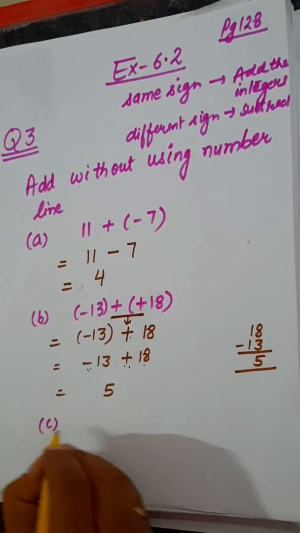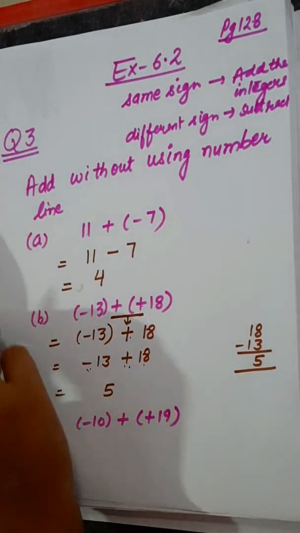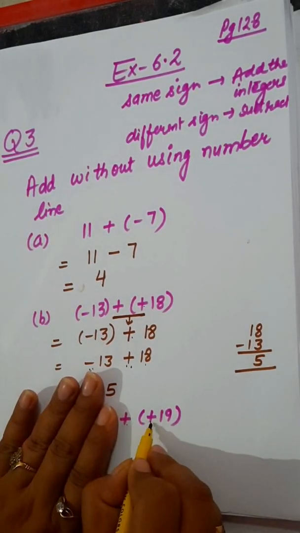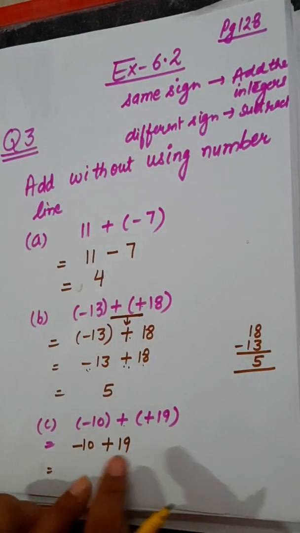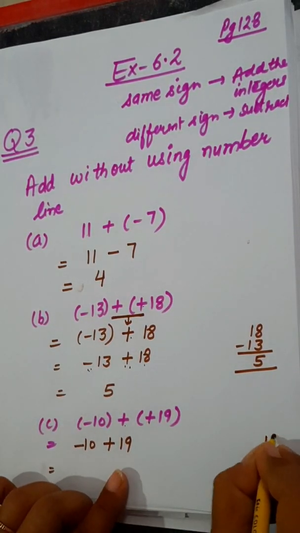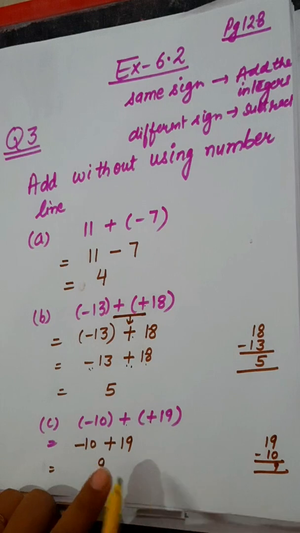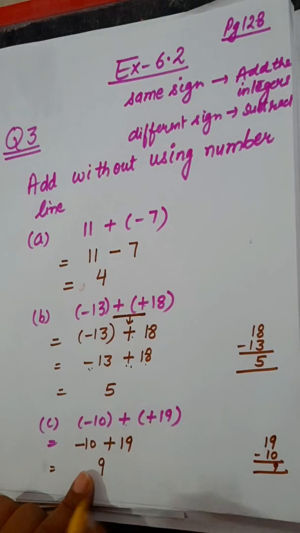Here C part is minus 10 plus 19. So here I will write this minus 10 as it is, then plus 19. Now both integers have opposite signs. So if we have opposite signs, then I have to subtract. I will subtract 19 minus 10. So I will get 9. And 19 is the positive integer, this is the greater numerical value. So my answer is plus 9. Then next we have D part.